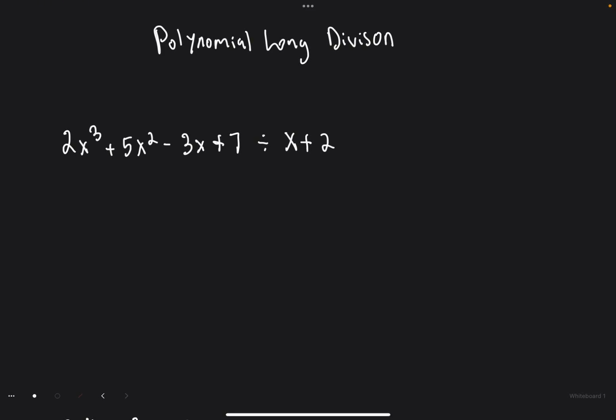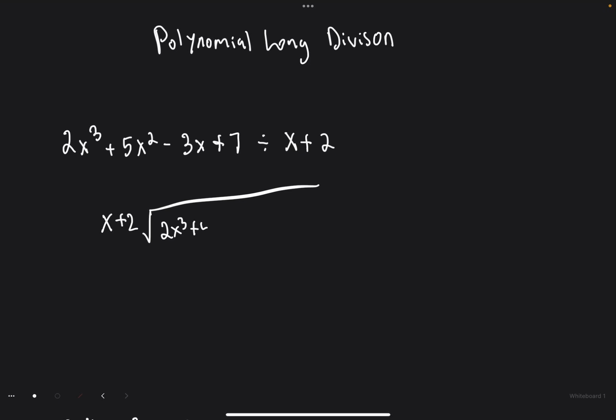Welcome to the polynomial long division lesson. The first problem we have here is 2x to the third plus 5x squared minus 3x plus 7 divided by x plus 2. And so what we want to do is distinguish between the dividend and the divisor. So let's do the divisor. So that's going to be x plus 2 divided by the dividend. So the dividend is going to be 2x to the third.